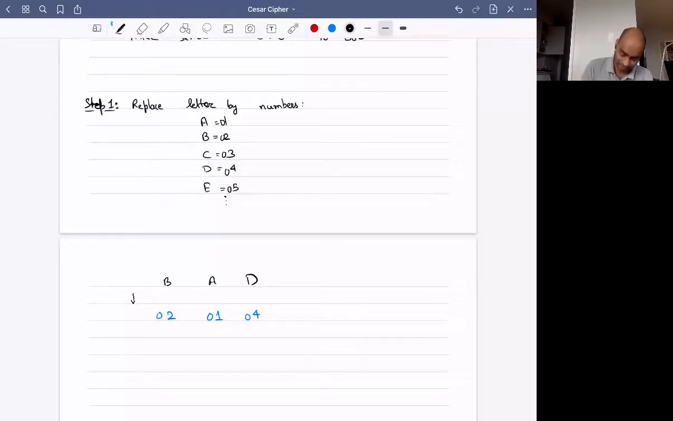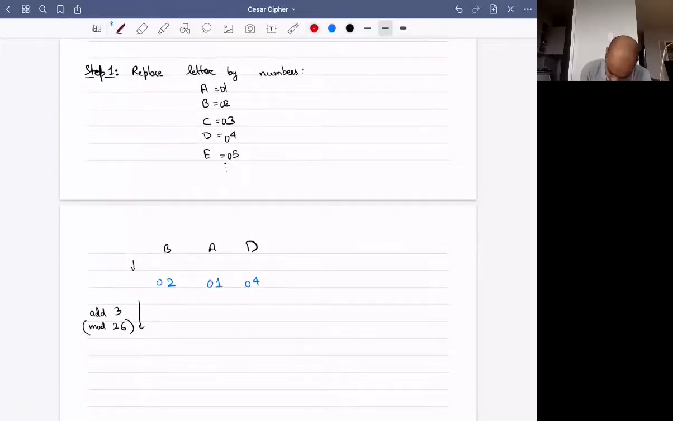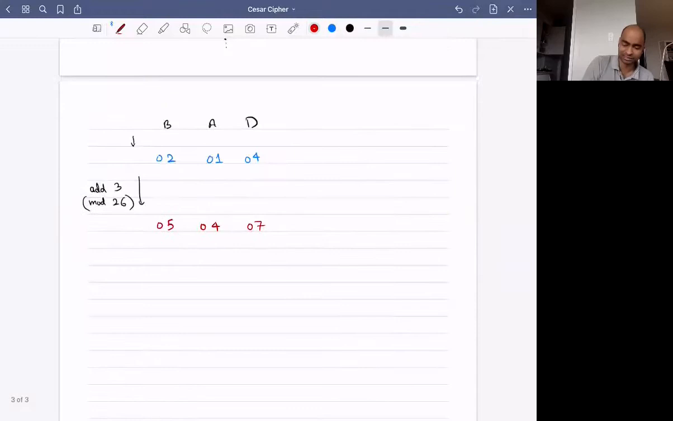Okay, then I'm going to add 3, but I'll do it mod 26. Why mod 26? Because my numbers only go up to 26. So every time I go beyond 26, I just find the remainder mod 26 and make a cycle back. So then this becomes 05, 04, and 07. Okay, and this is the message that Alice will send to Bob.